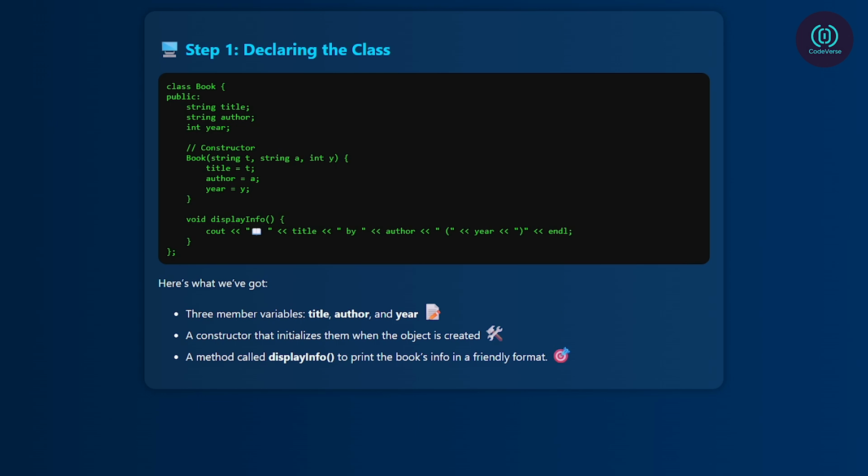Void displayInfo, to print the book's info. Here's what we've got: 3 member variables, title, author, and year. A constructor that initializes them when the object is created. A method called displayInfo, to print the book's info in a friendly format.